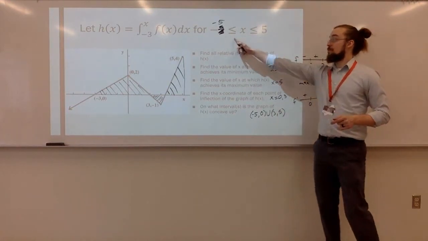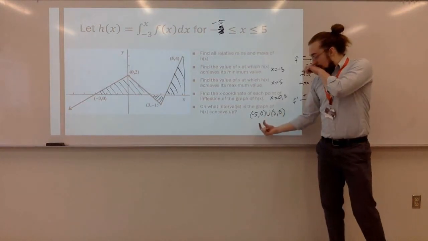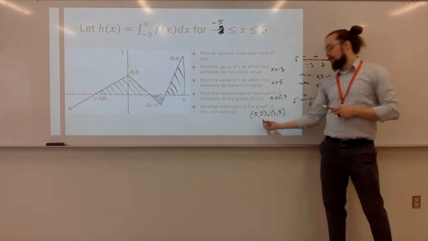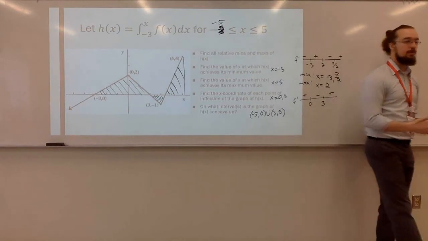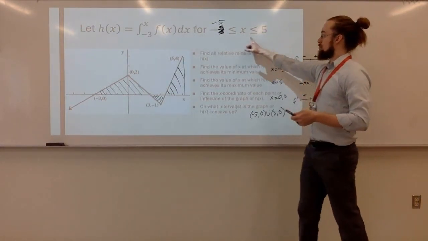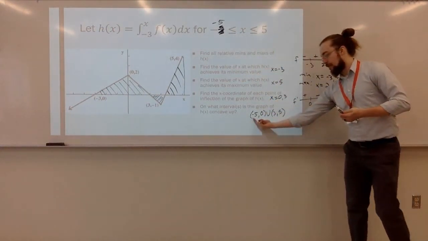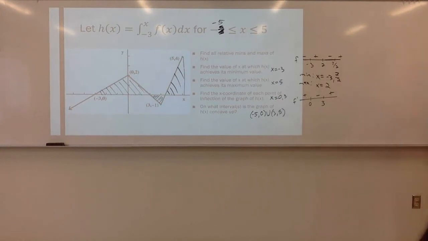Because remember, this graph only goes from -5 to 5, and not from -infinity to 0, from -5 to 0. So make sure, especially on a free response question, you're checking bounds given in the problem, and incorporating that into your answer. Okay.